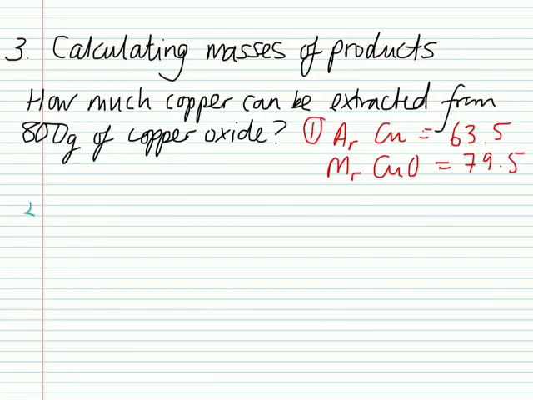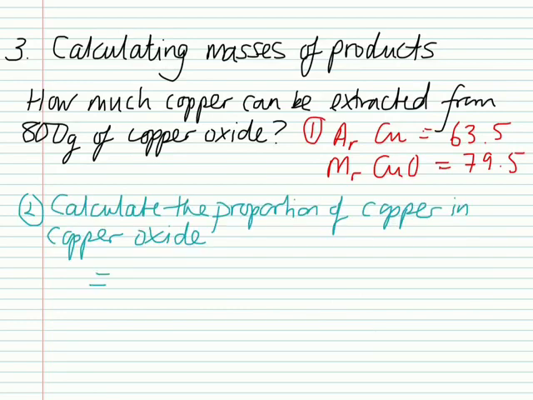Step 2 is to calculate the proportion of copper in copper oxide. You do this by taking the atomic mass of copper times the number of atoms of copper there are in copper oxide. We know that the formula for copper oxide is CuO, so there's only 1 atom of copper in each molecule of copper oxide. So we times the atomic mass of copper by 1. Then you need to divide it by the relative formula mass of copper oxide, the Mr of CuO. We can use the atomic mass and formula mass that we worked out in step 1.